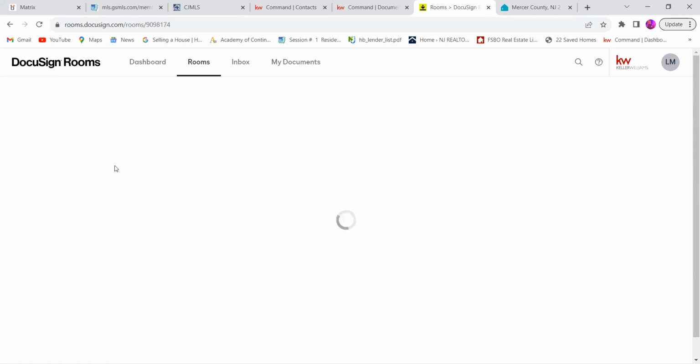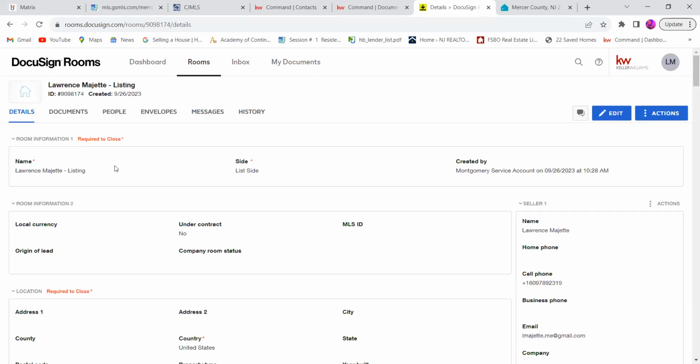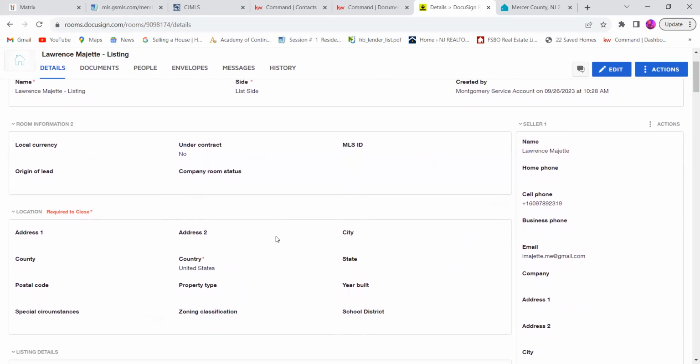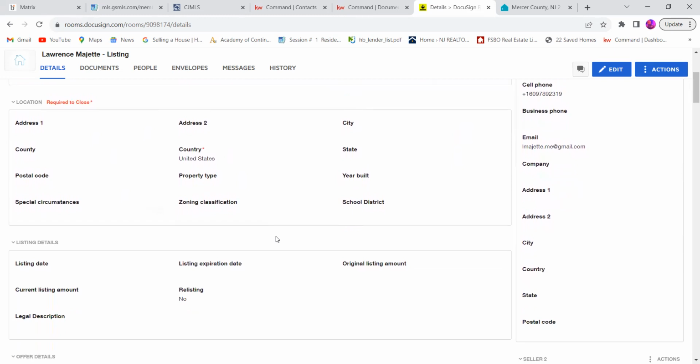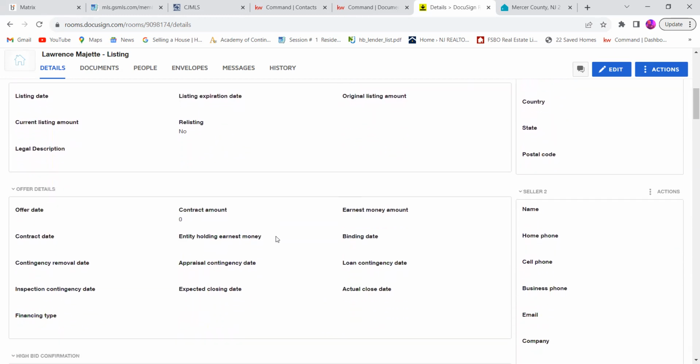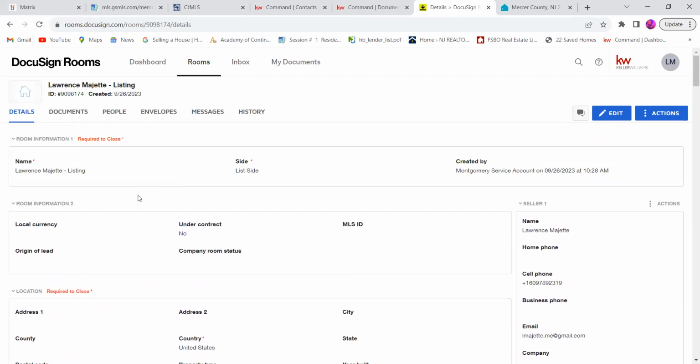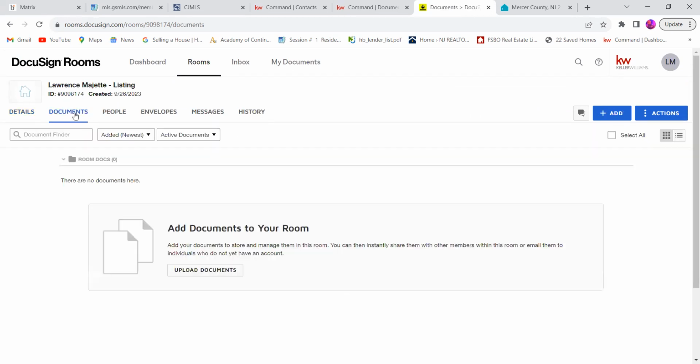Whenever it decides to load. There we go. So this is going to give you details about everything that you put into command about your listing, about your offer, about your contact, and everything else like that. But we don't need this page. We need this page, the documents page, right? So now I'm going to show you how to add documents.